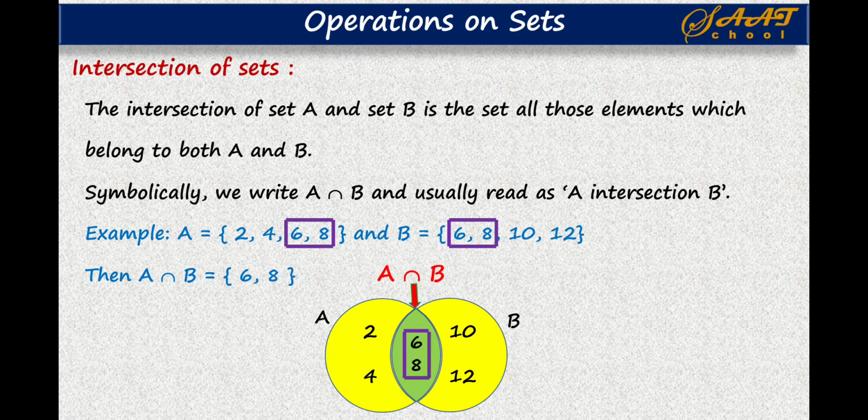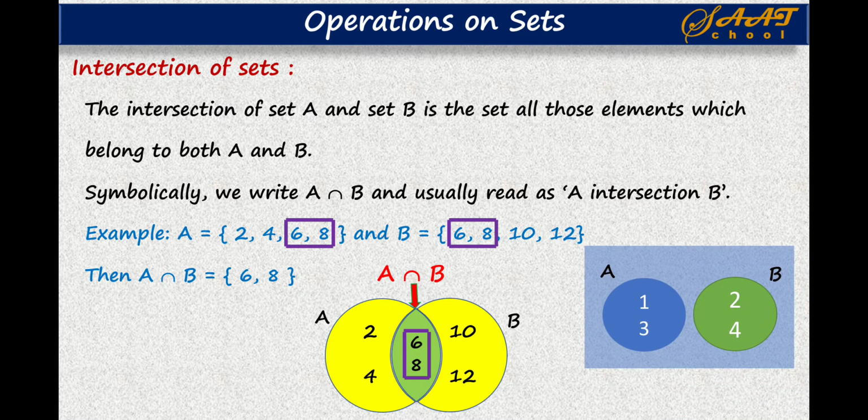Now what in case of disjoint sets? If A and B are disjoint, then there are no common elements between A and B. In such a case, the intersection between A and B becomes the null set. So here A intersection B is a null set as there are no common elements.